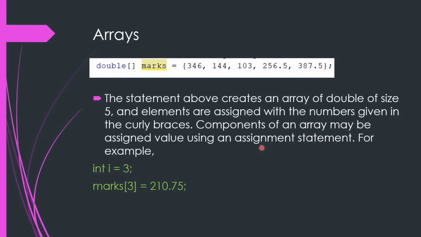The same task they are going to do here, and these types of statements which use the assignment operators will be called assignment statements. So here we have used our assignment statement int I is equal to 3, and then we have specified the value. Meaning for the value of I, which is 3, marks will be equal to 210.75. So this is how we are assigning the value using the assignment operator, which is equal to.